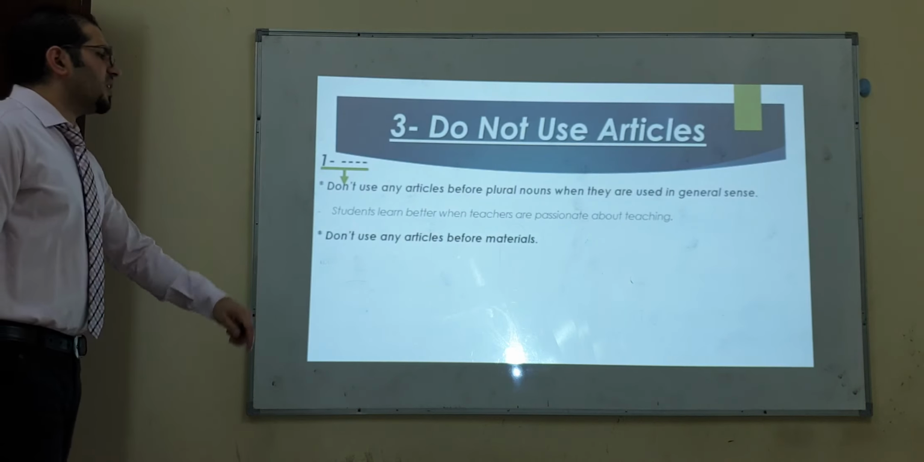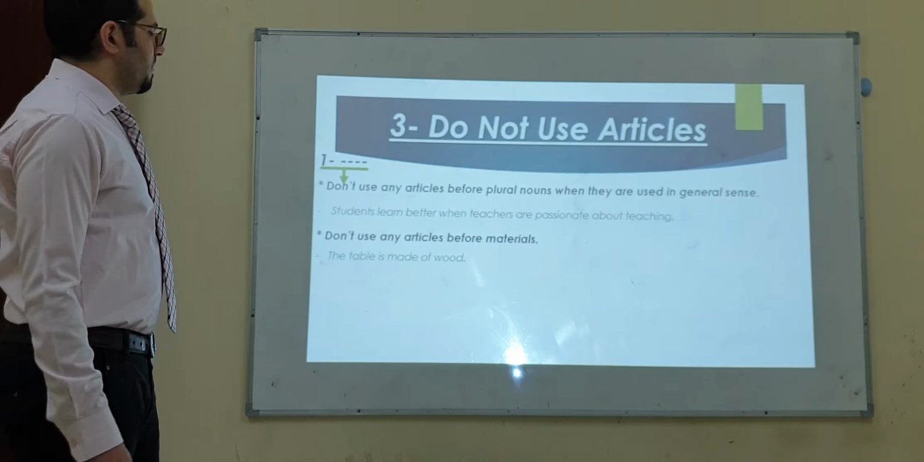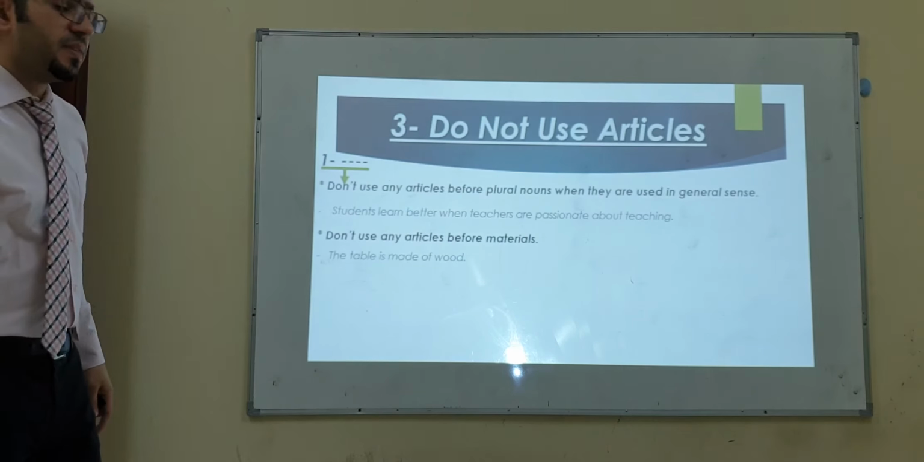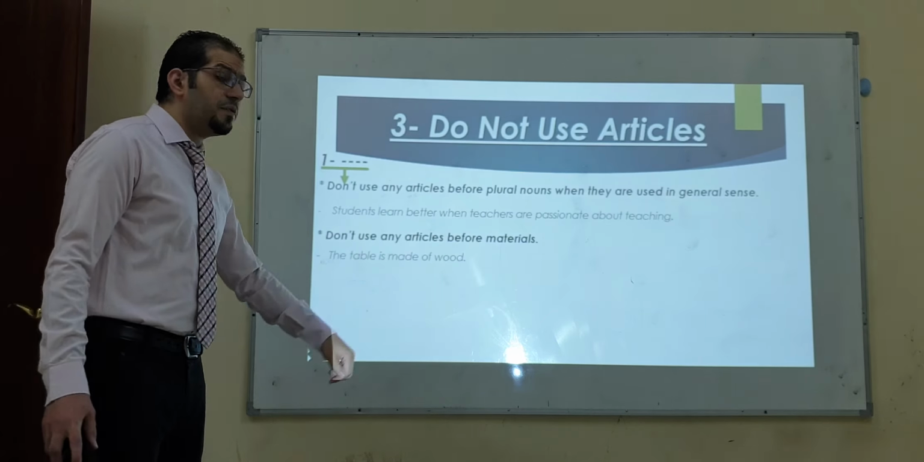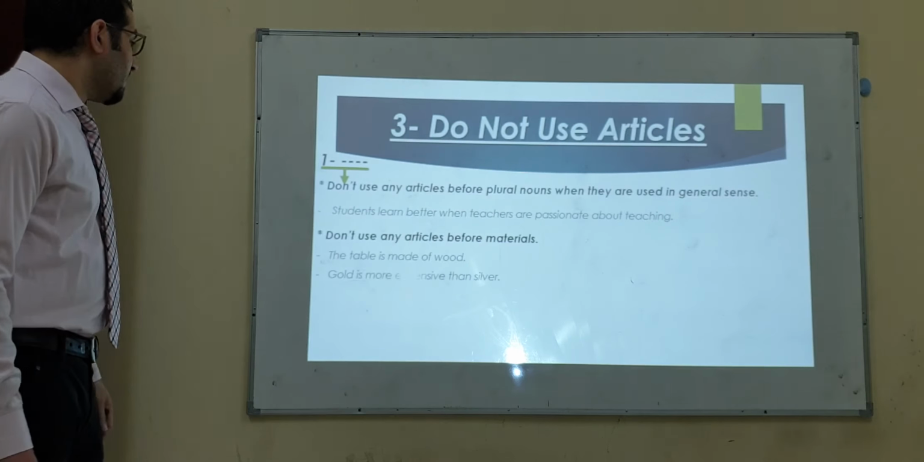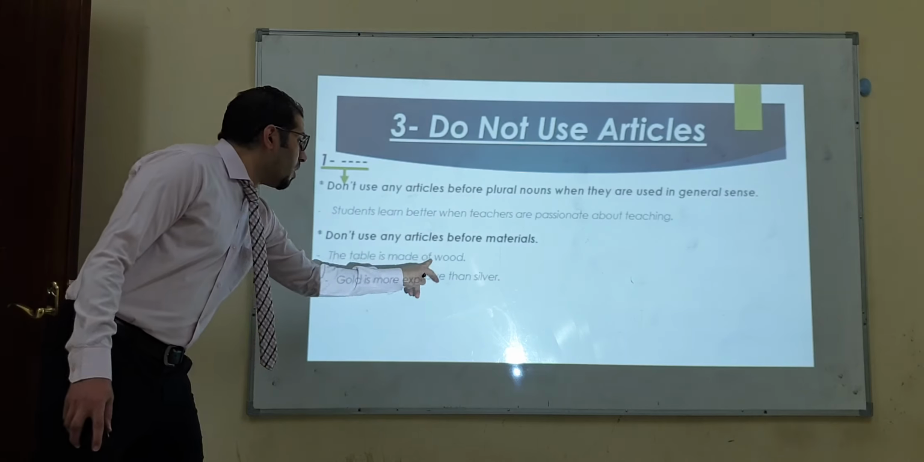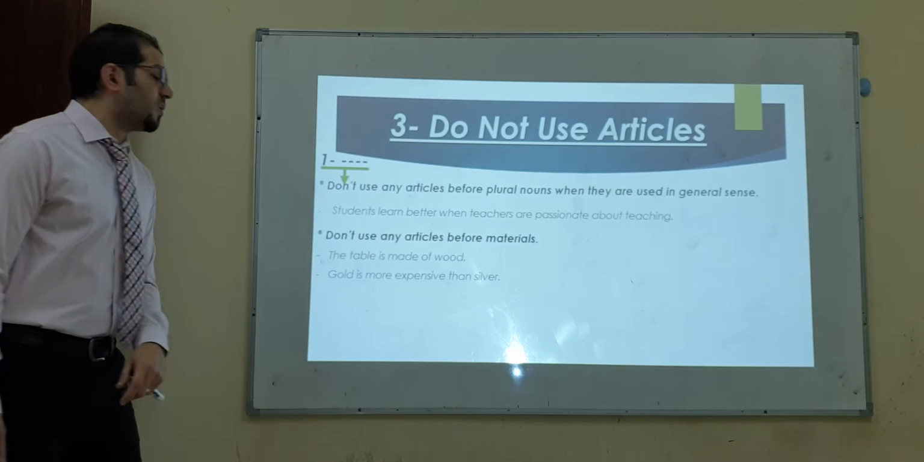Don't use any articles before materials, like "the table is made of wood." The table is made of wood. Gold is more expensive than silver. No article before wood, silver, or gold.